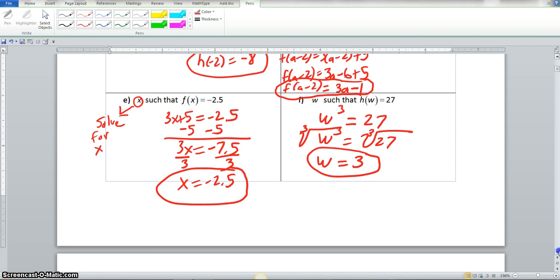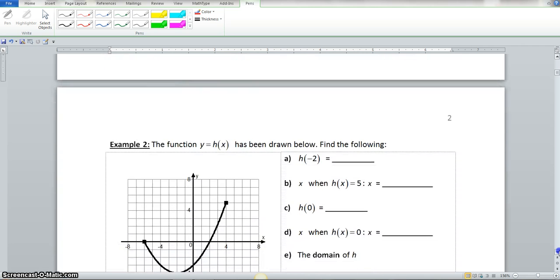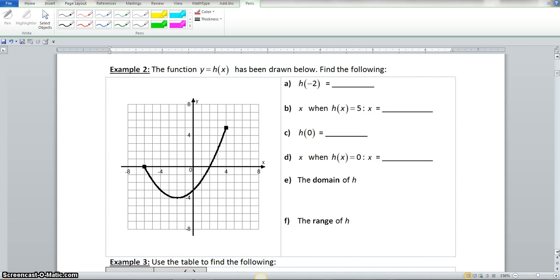Now we scroll on to the next page. It says example 2, the function y equals h of x has been drawn below. It says find the following. Now we have h of negative 2. So this is what we need to do. We need to go on the graph here to negative 2. Now that is our x value. So we go to where our y value hits the graph, which would be negative 4. So h of negative 2 is negative 4.